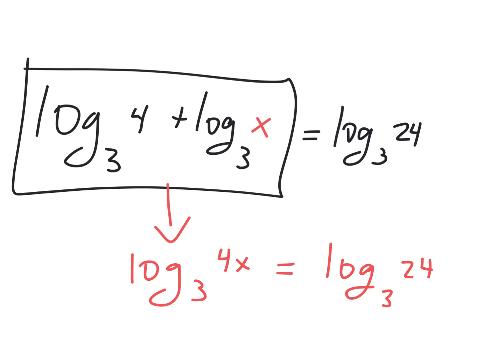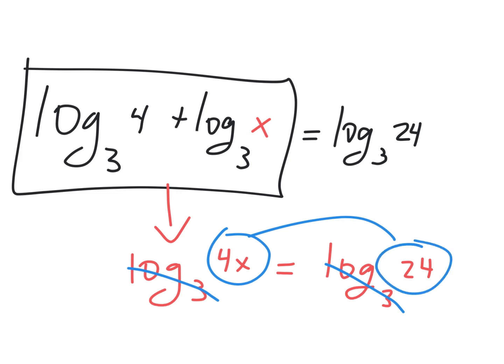Do you get how log base 3 of 4x equals log base 3 of 24 means that the 4x must be like the 24 and then the x must be 6? I am not canceling these off, but it's kind of like that. Now I can just say that 4x will be equal to 24. So therefore x must be 6. All right, let's do another one like that.